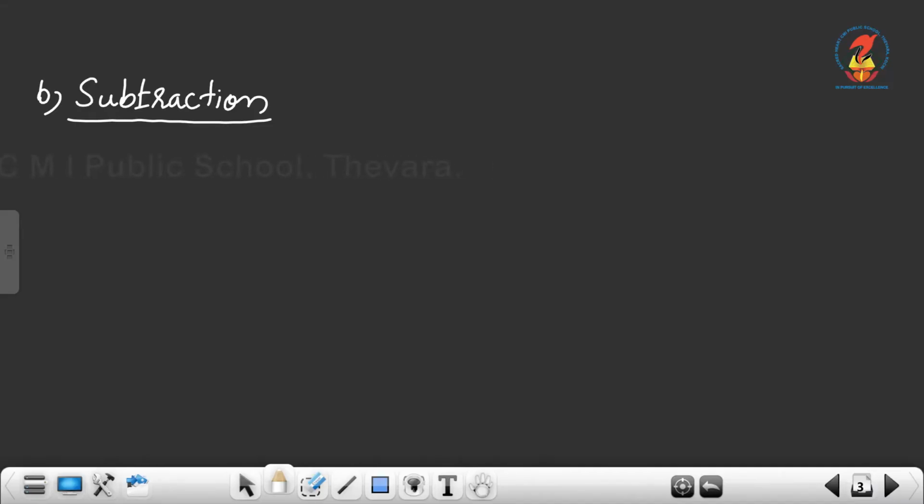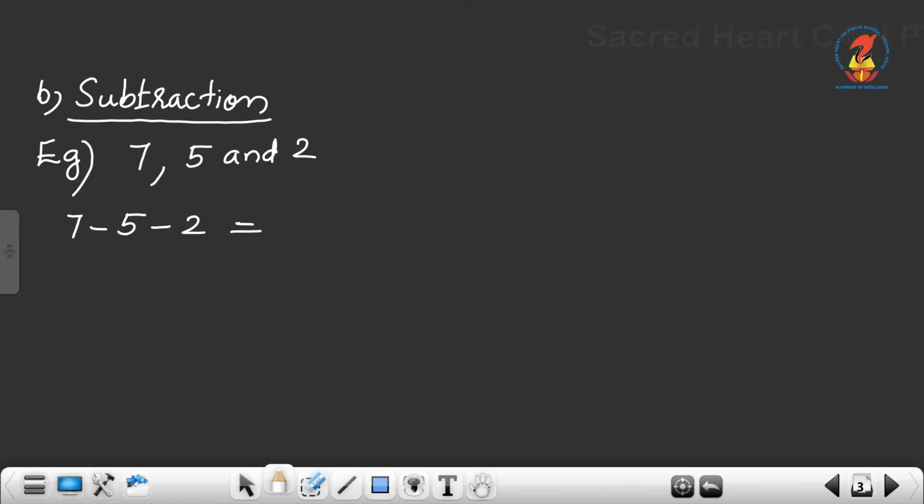Now, what is the next operation? Subtraction. Here also we have to consider 3 whole numbers. So, we can consider 7, 5 and 2. Then 7 minus 5 minus 2 equal to, where we have to put the bracket, first 2 whole numbers you have to consider. So, find the difference between 7 and 5. What is 7 minus 5? 7 minus 5 is equal to 2. Then 2 minus 2. What is 2 minus 2? 2 minus 2 equal to 0.